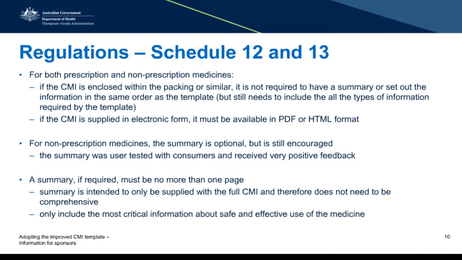The summary is only to be supplied with the full CMI, so it does not have to be comprehensive. You can leave things out. You may have a product that has a lot of potential side effects. Well, it might be a case that you just summarize those side effects. You might say that there's certain types of side effects that people need to be aware of, and they need to look at the full CMI to see further details.